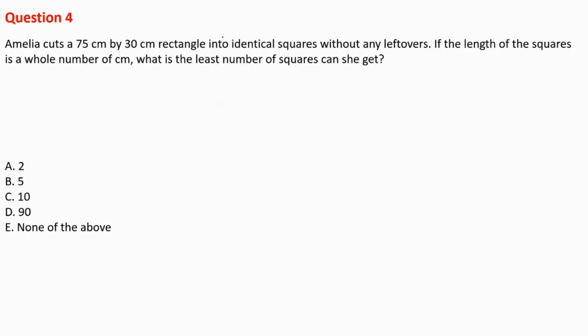Next question number 4. Amelia cuts a 75 centimeter by 30 centimeter rectangle into identical squares. Okay, so we have a rectangle. The dimensions of which are given to be 75 by 30 centimeter. So what's the area of this? 75 into 30. That's the complete area of the figure. Now this figure is cut into identical squares without any leftover.